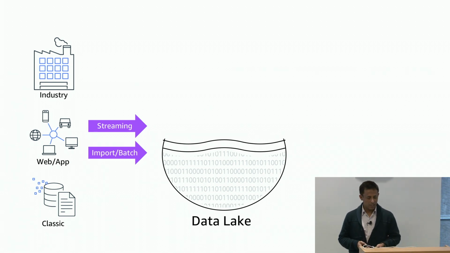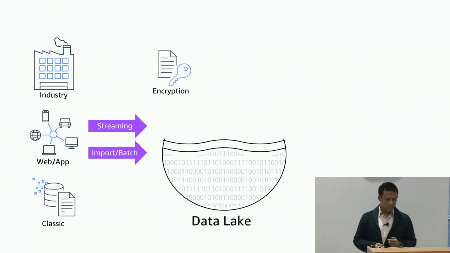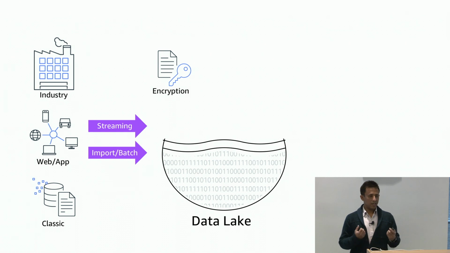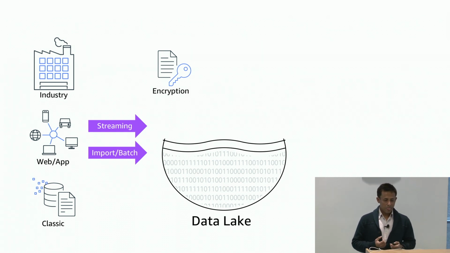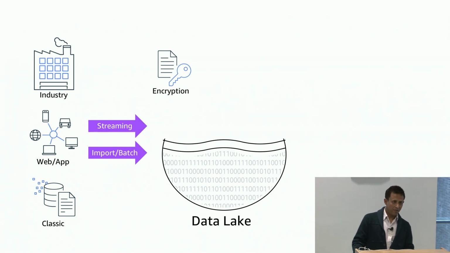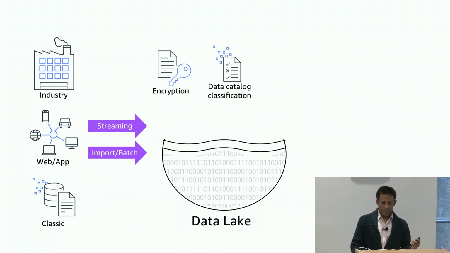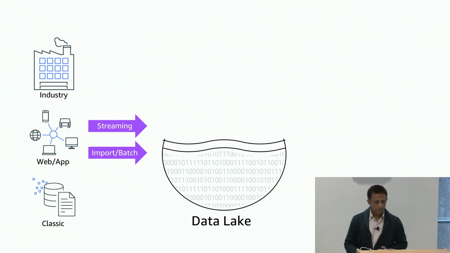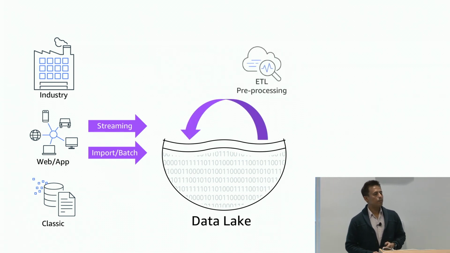Which is a very common term now. So what is a data lake? In a data lake, you basically take the data as it comes, you encrypt the data, you catalog the data, classify the data, and secure the data with proper access control. And then you do some pre-processing.